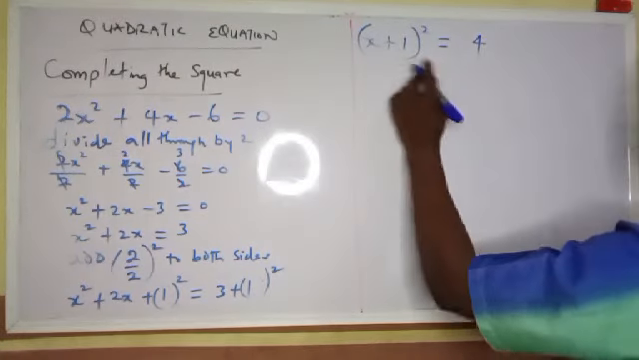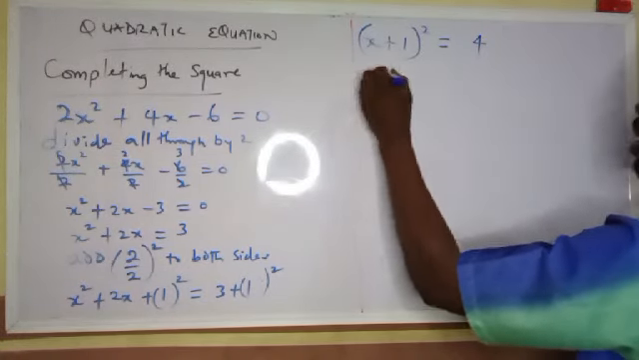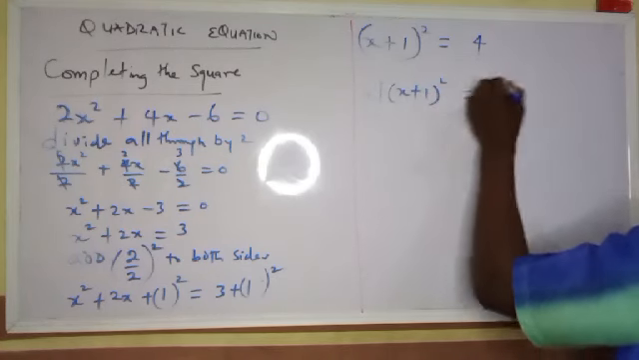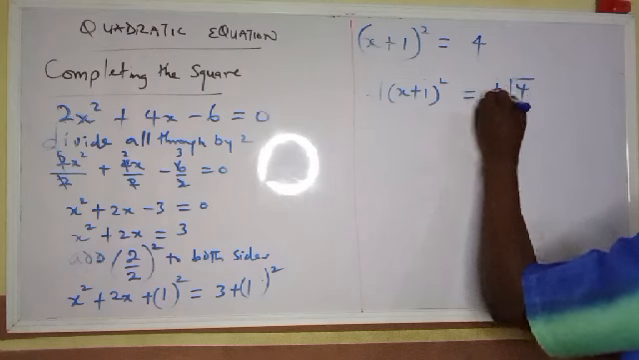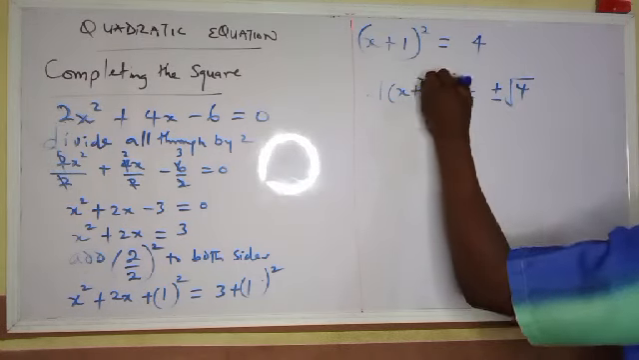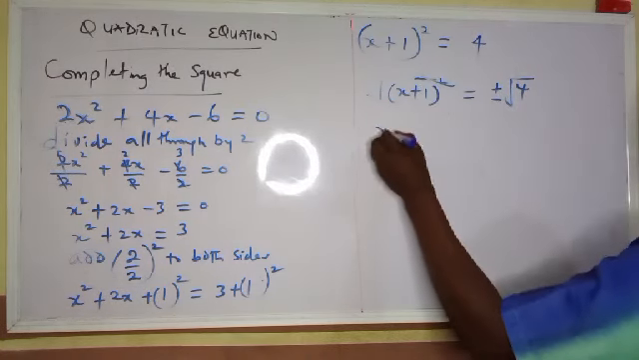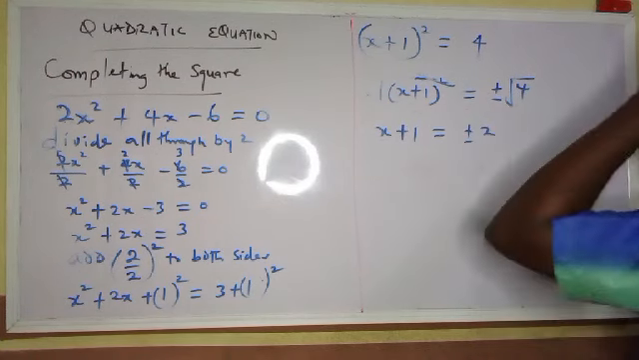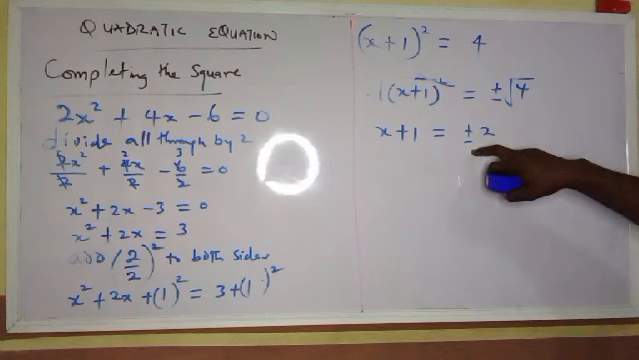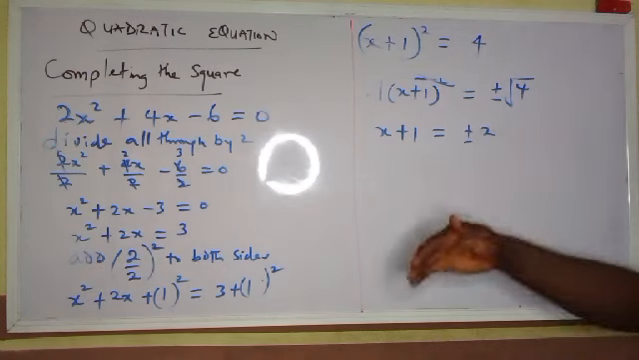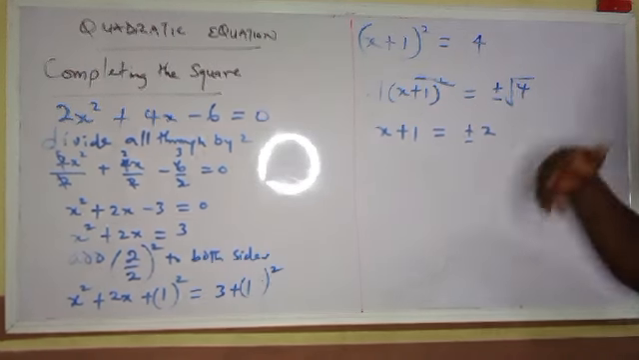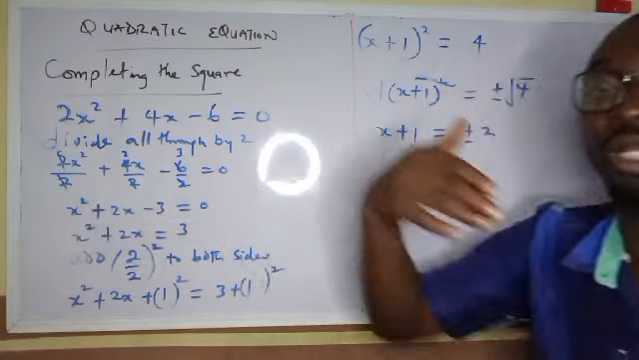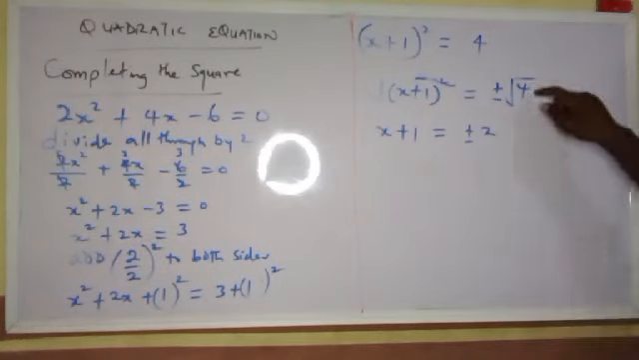The next thing is we take the square root of both sides. The square root of x plus 1 squared is equal to the square root of 4, plus or minus. The square and square root cancel, so we are left with x plus 1 is equal to plus or minus 2. The meaning of plus or minus 2 is the square root of 4 can either be minus 2 or plus 2, because minus 2 times minus 2 gives us plus 4, and plus 2 times plus 2 gives us plus 4.